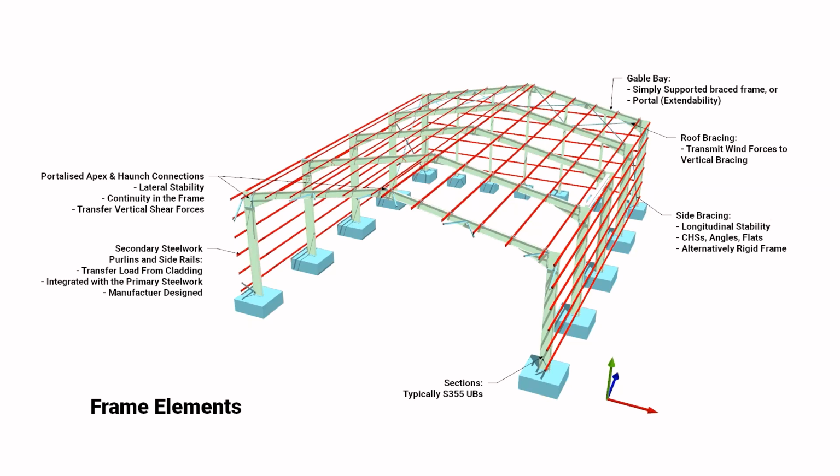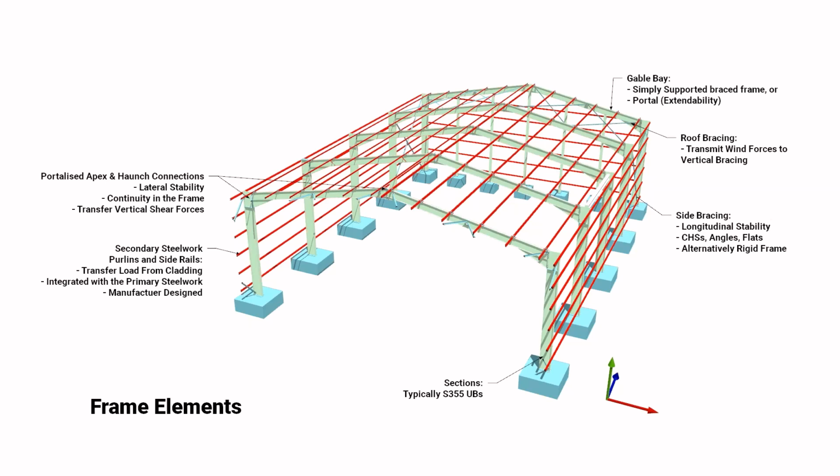Onto your gable bay, we have a braced or unbraced gable end bay, depending on whether the gable end is a braced simply supported rafter with gable wind posts type arrangement, or whether it is a portalized continuation of the frame. And in many cases, it is portalized for the potential of extending the portal frame in the future.